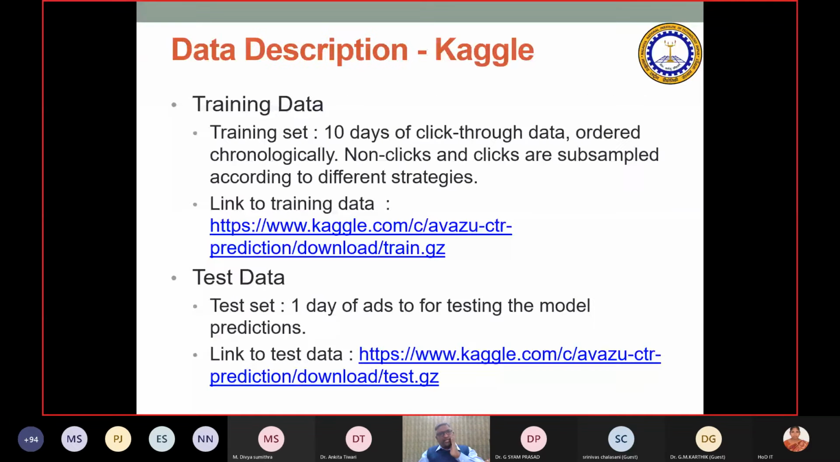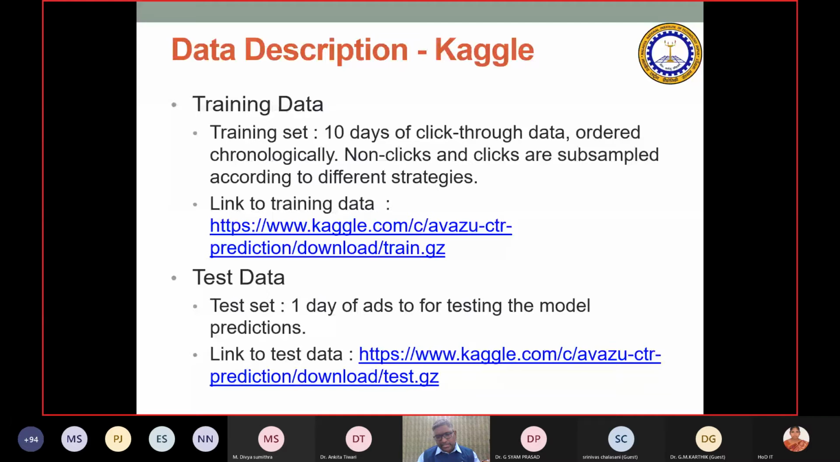The data set was available on Kaggle, and Kaggle is one place. KDnuggets is another place where you get a lot of data sets for big data, right? Kaggle.com and KDnuggets.